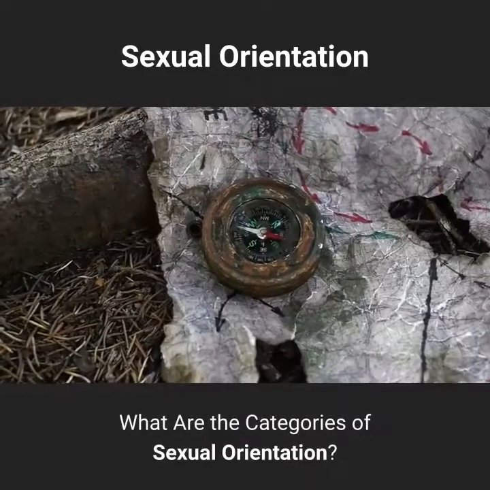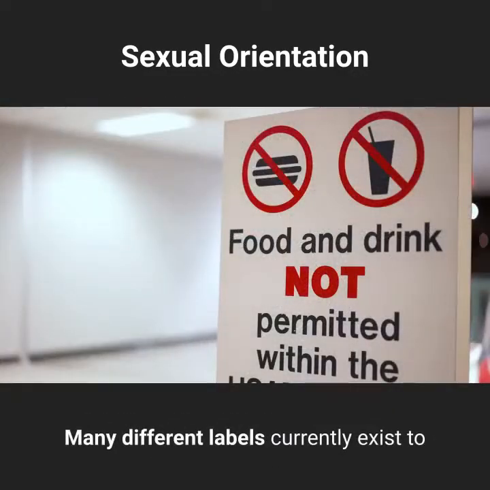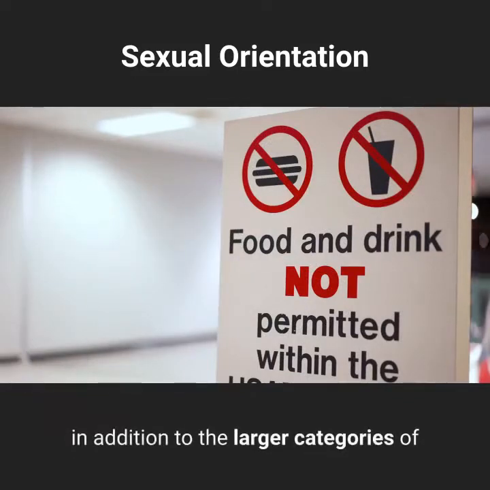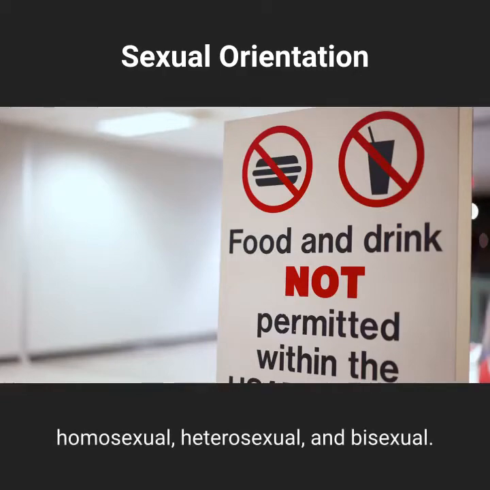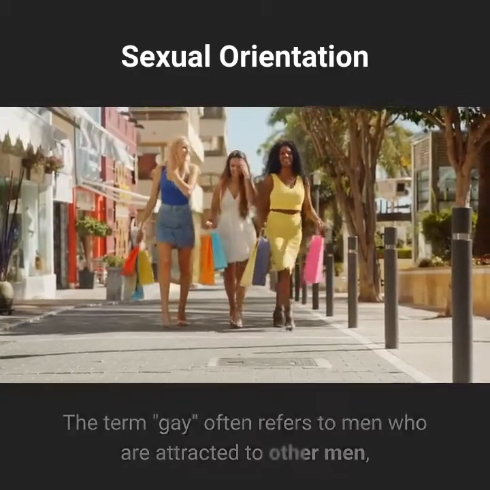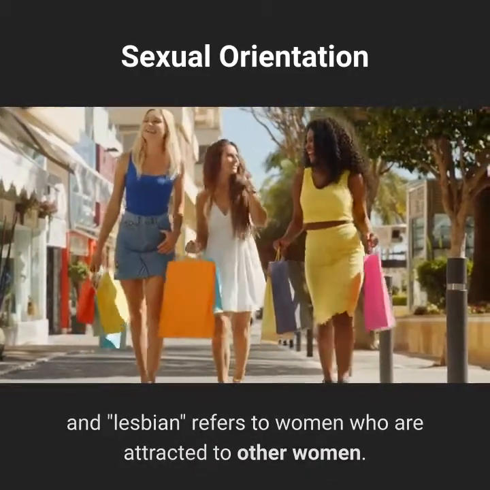What are the categories of sexual orientation? Many different labels currently exist to describe varieties of sexual orientation, in addition to the larger categories of homosexual, heterosexual, and bisexual. The term gay often refers to men who are attracted to other men, and lesbian refers to women who are attracted to other women.